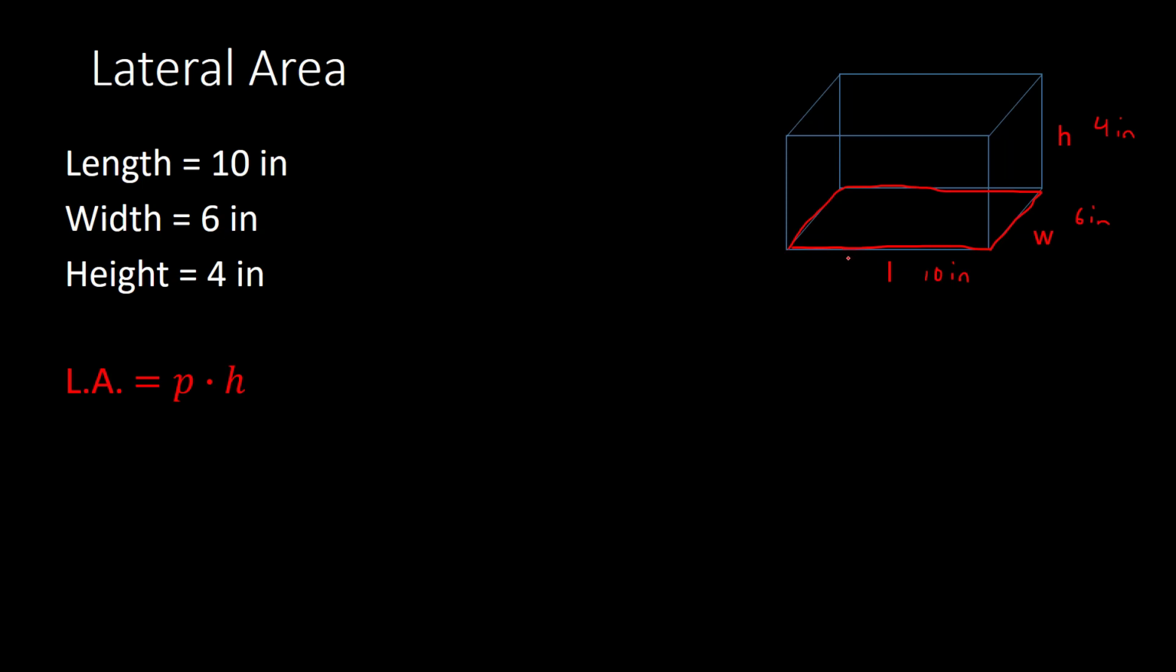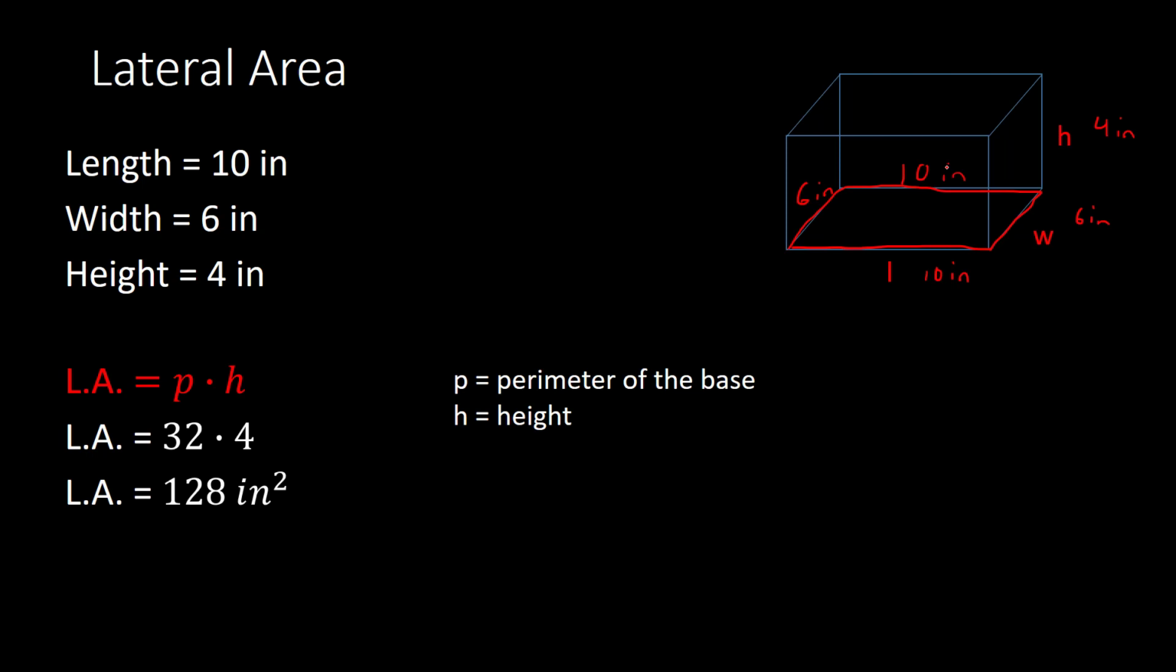So the perimeter of the base, I take the length of 10 plus the width of 6 plus another length of 10 plus another width of 6. So we add all those together, and I get 32 for the perimeter. So 32 is the perimeter, the height is 4 inches, so we have 32 times 4, which would give me 128 square inches.